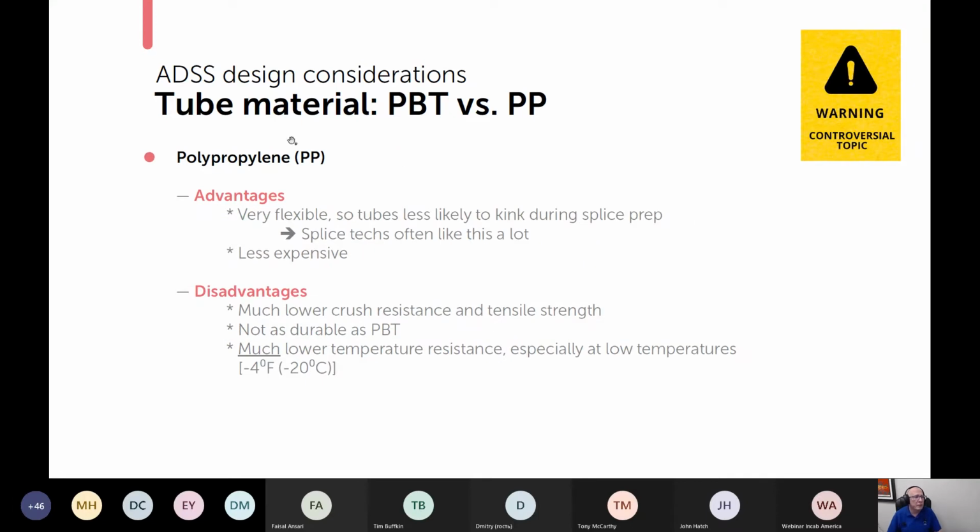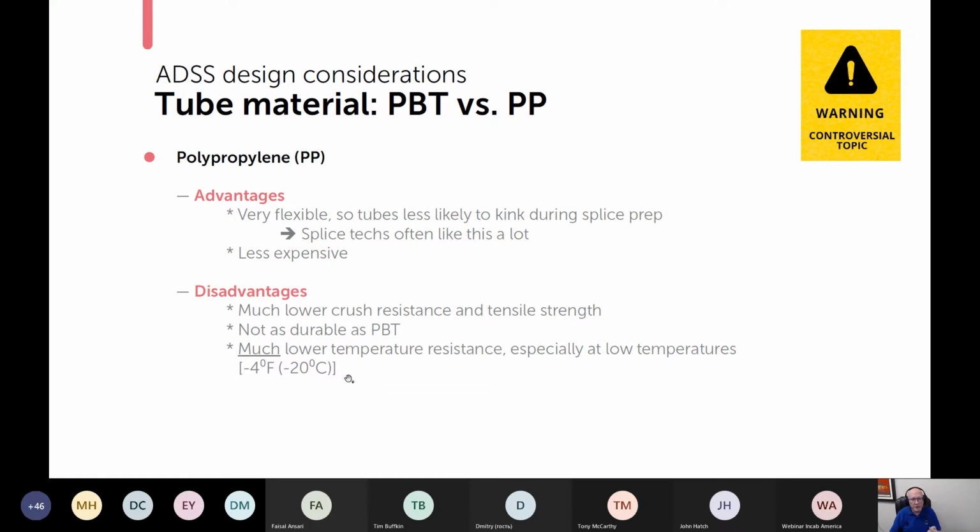Your other choice is polypropylene, and it is very flexible. So tubes are less likely to kink when you're working with them and trying to get them into your splice enclosures. And as a consequence of that, splice techs like it a lot. It is cheaper, but it does have lower crush resistance and tensile strength. It's not as durable as PBT, and you have much lower temperature resistance, especially at low temperatures. So by the time you're getting close to 0 in Fahrenheit, or getting close to minus 20 in Celsius, you've got to be concerned about it holding up.